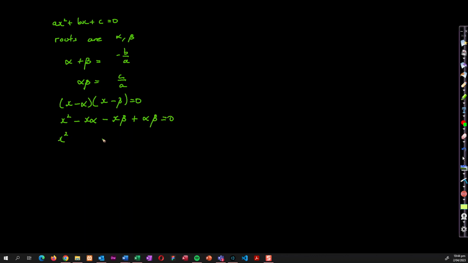And if we put this in this form here, you can factorize out the negative x, so you get alpha plus beta here, and here you get alpha times beta. In other words, you've got x squared minus the sum of the roots times x plus the product of the roots. So how does that apply here?